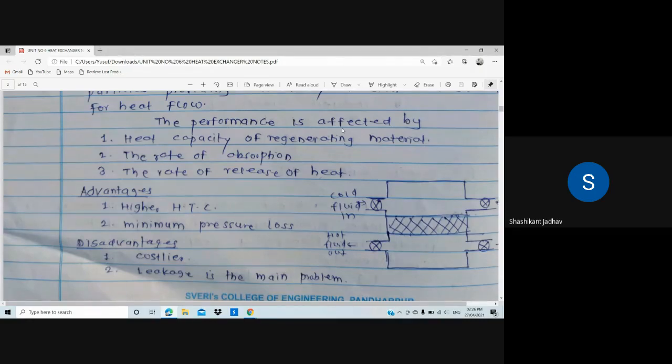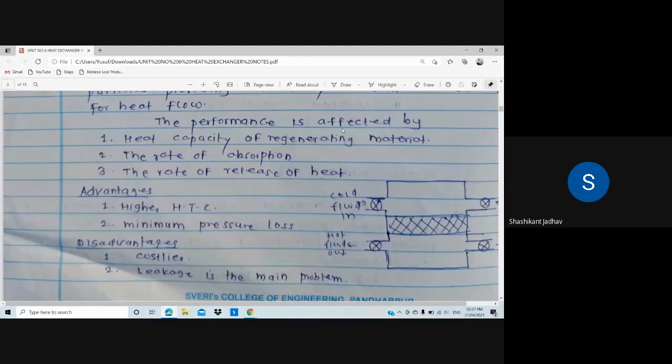So second, the rate of absorption, and third, the rate of release of heat. So the performance depends on the heat capacity of the regenerating material, then the rate of absorption and the rate of release of heat. So on these factors the performance of that heat exchanger depends.